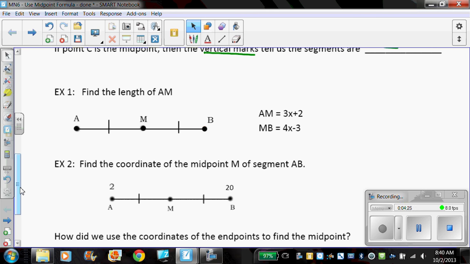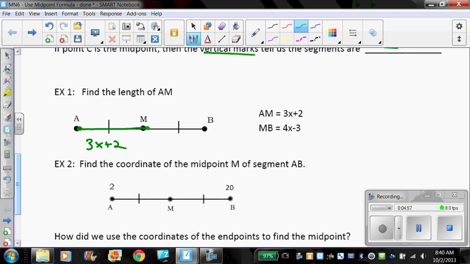Example 1. This is really kind of getting using the definition above of midpoint and using it in some sort of application sense. It says find the length of AM. Now AM is going from this point A over to this point M. And eventually we want to find that length. Now notice over here we have some information. We have that AM is equal to 3x plus 2. So I'm going to put that right under AM over here, 3x plus 2. That expression represents AM. So the green is AM. I'm going to switch colors here and say MB is represented by 4x minus 3.